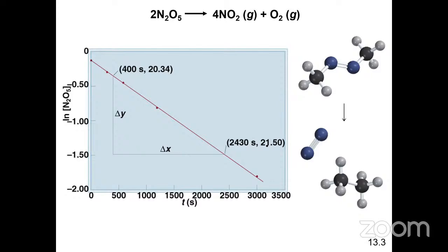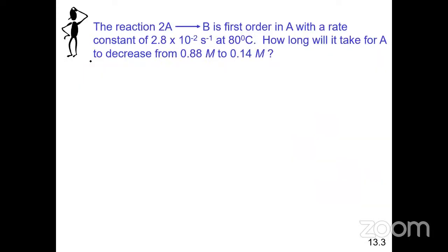And then the intercept, of course, would give you the natural log of the initial concentration of A. And based on that, you can find out what the actual initial concentration of A is, all right? Okay, so that's basically dealing with the first order reaction.